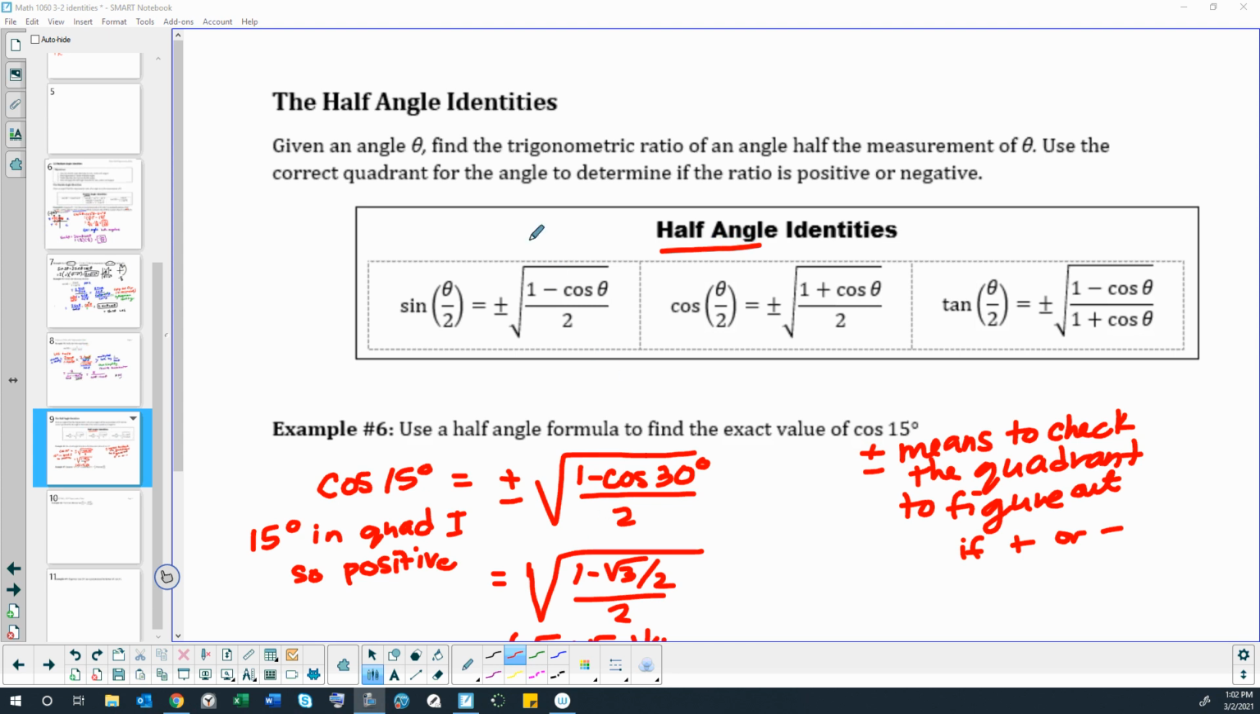You'll notice on each of these identities they have a plus or minus. That doesn't mean there's two answers, a positive answer and a negative answer. That means we have to figure out what the quadrant is to figure out whether it is positive or negative.